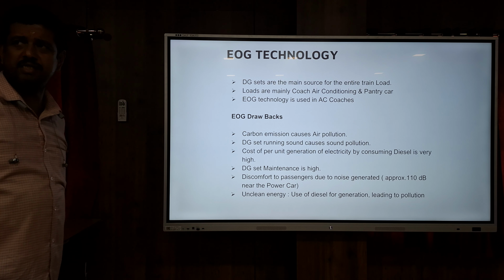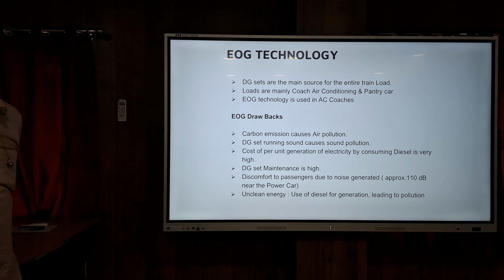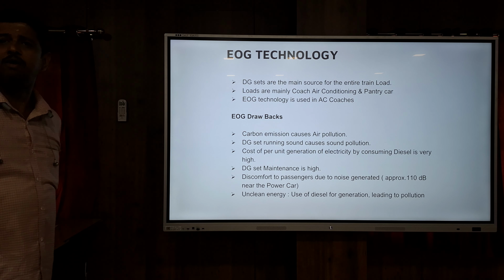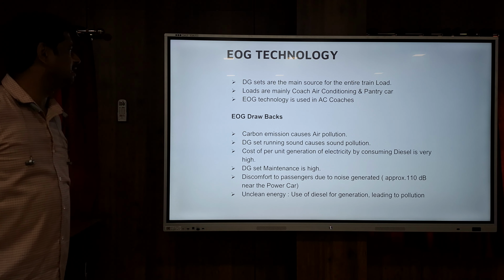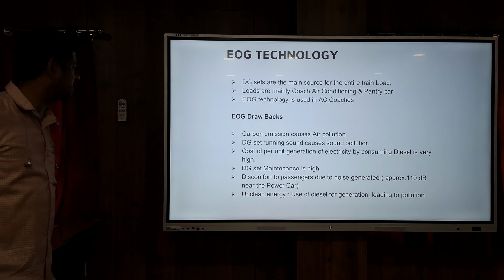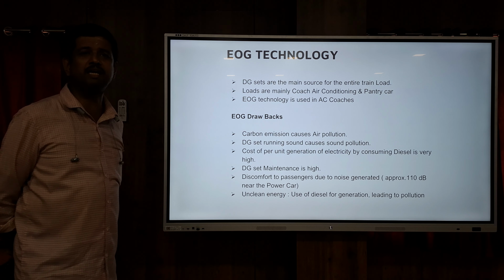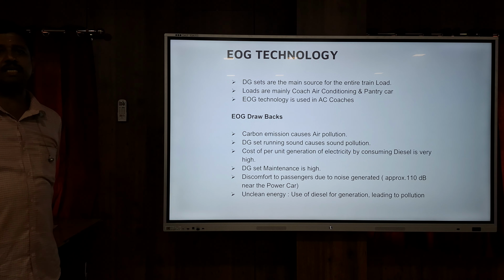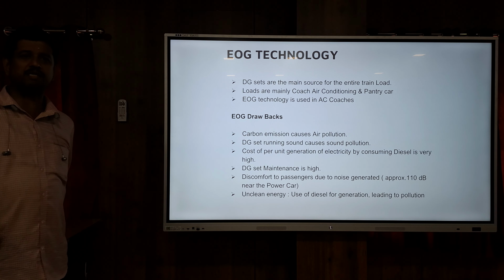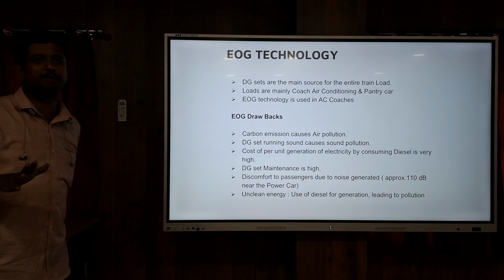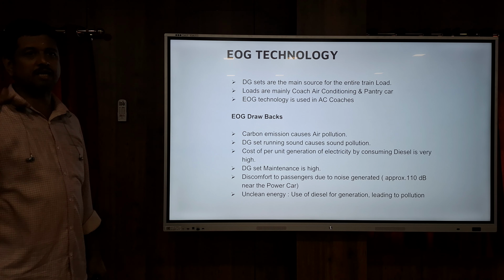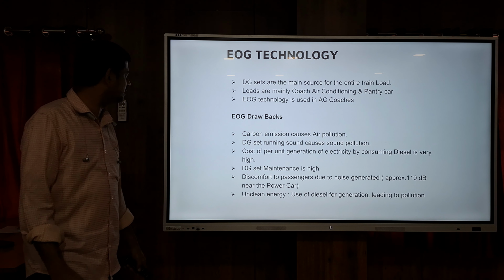EOG drawbacks. End-on generation means there is a genset and it requires diesel fuel, and continuously it will work and it will cause heavy carbon emission and noise pollution. DG set running sound causes sound pollution, which will be very difficult in some stations. We can't even speak, nothing will be heard. That much sound pollution will be there. In Chennai Central and all, where the covered roof is there, it will be very difficult.